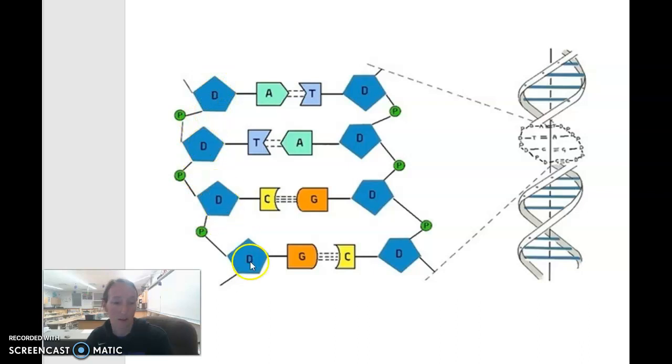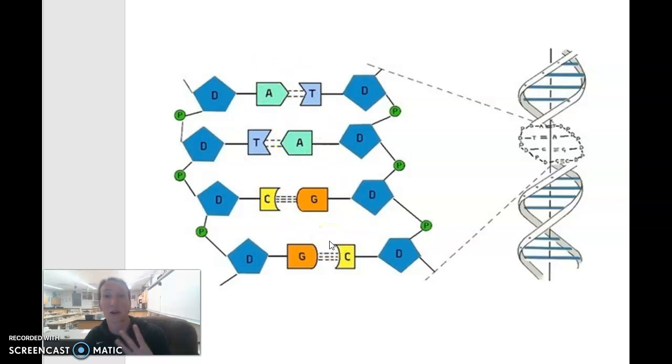So here are the sugars. Here are the phosphates. They are the exact same on this side as they are on this side. This is what we call the DNA backbone, because the backbone never changes. It stays the same. It's strong and sturdy. Now this part right here, these are your nitrogenous bases, and they can change.